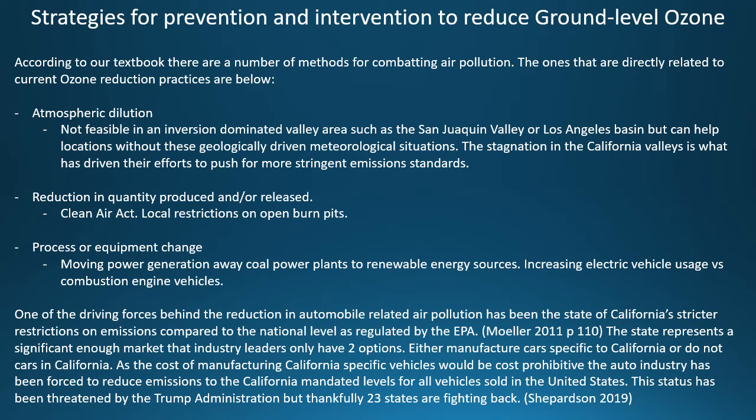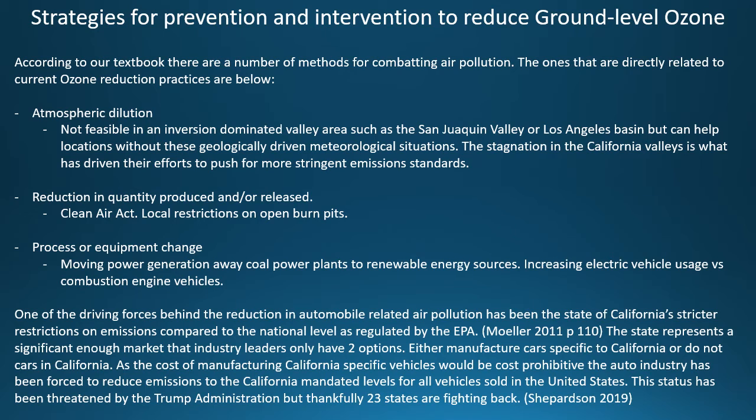According to our textbook, there are a number of methods for combating air pollution. The strategies that are directly related to current ozone reduction include atmospheric dilution, reduction in quantity produced or released, and process or equipment change. One of the driving forces behind the reduction in automobile-related air pollution has been the state of California's stricter restrictions on emissions compared to the national level as regulated by the EPA.